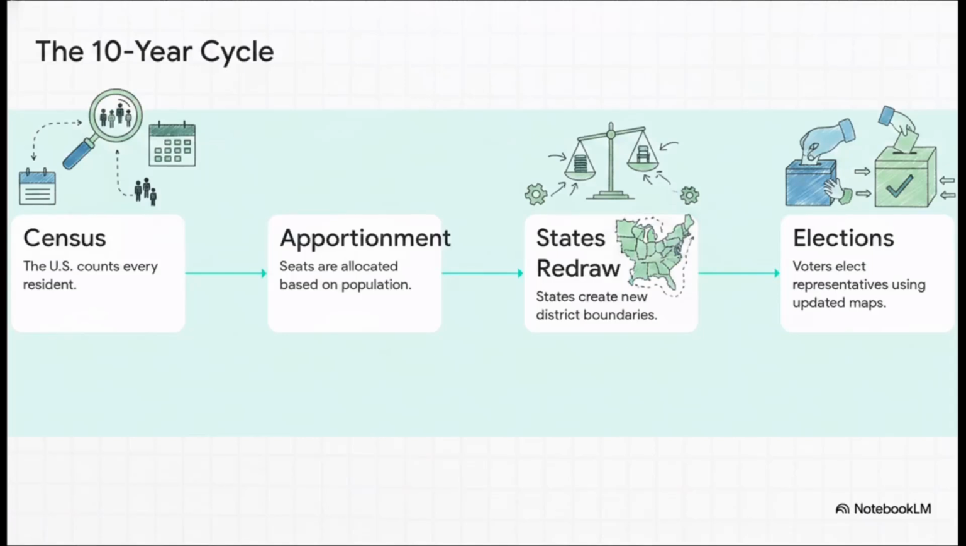It runs on this relentless 4-step engine. Step 1, the census happens every 10 years, counting every single resident. Step 2, apportionment kicks in, allocating those 435 House seats based on that brand new population data. Step 3, the states themselves take over and redraw their congressional district boundaries. And finally, Step 4, voters head to the polls and elect representatives using those newly updated districts. It's an intricately linked chain of events.